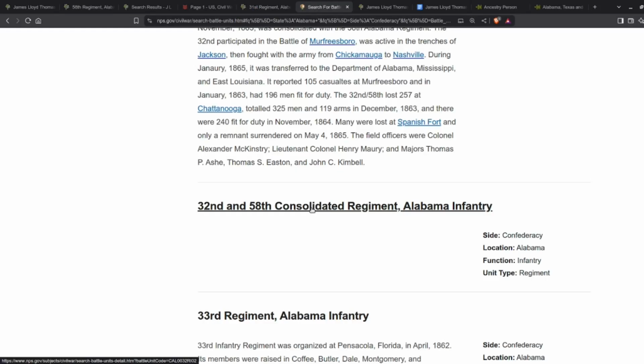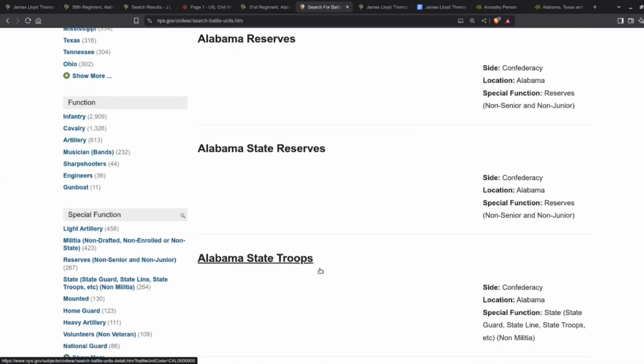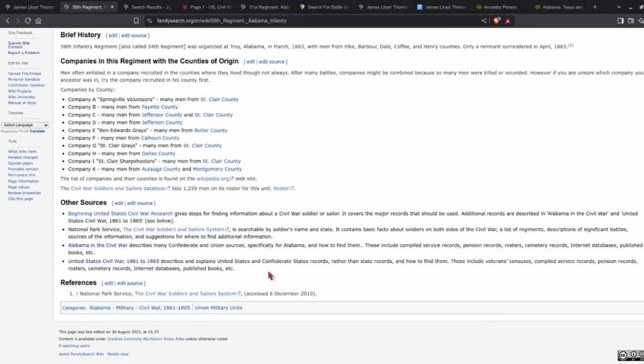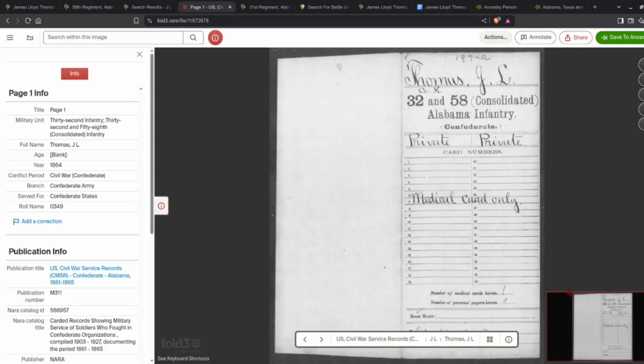So we don't have any information of the exact battles they were involved with, and so we're a little bit stuck there. There's probably some other sites that we could reference, but we'll want to see if we can figure out what battles he might have been a part of. But here's that military packet and those units that this J.L. Thomas, probably from Autauga County, was involved with. So let's see. It's a medical card only.